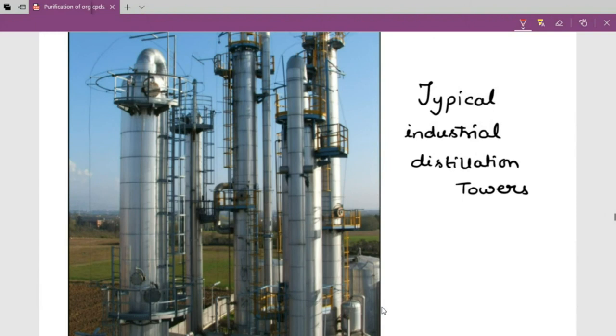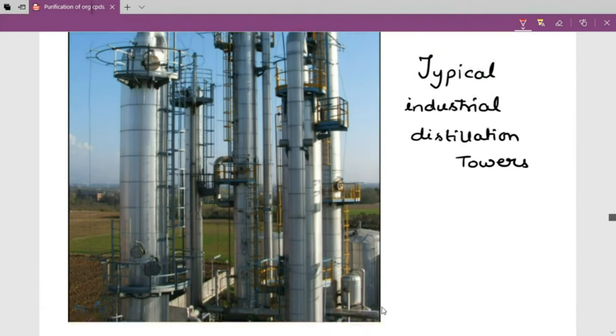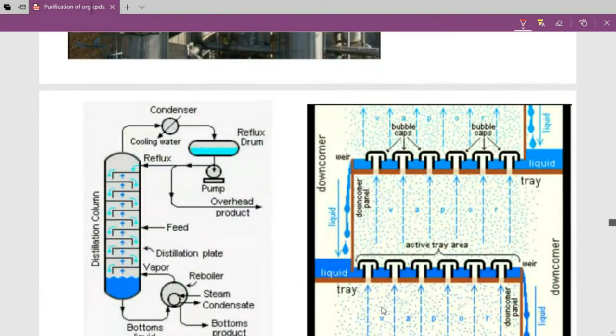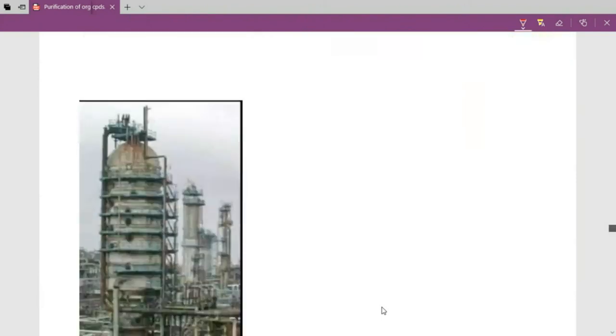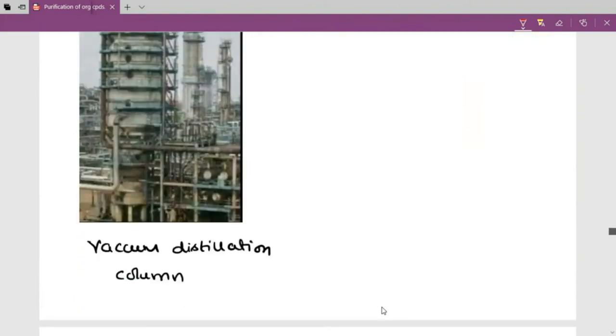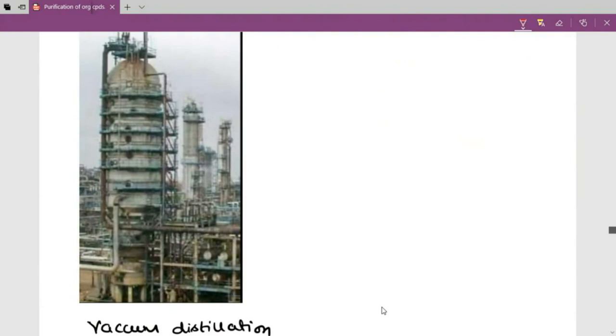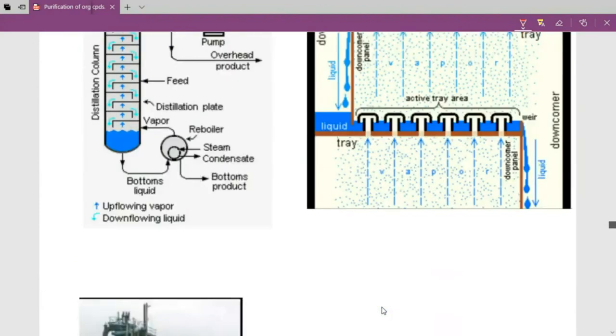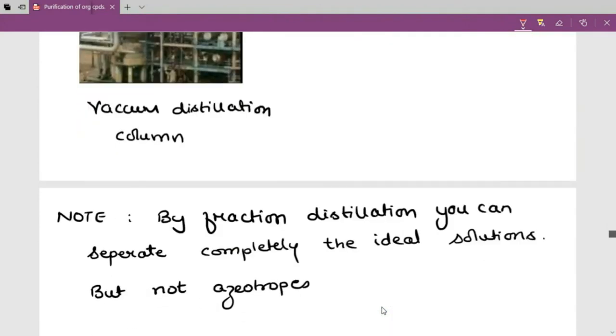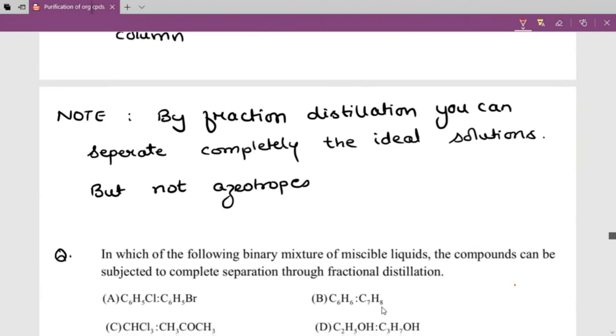See, distillation towers. So big, so long. Inside these, the condensers and the arrangement, see the plates. Distillation columns. That is how they work inside. See one more example. This is a vacuum distillation column, industrial. So what we are drawing on paper has this level of industrial application. I hope you might now understand better what I'm saying.